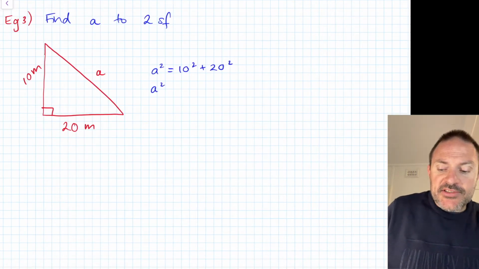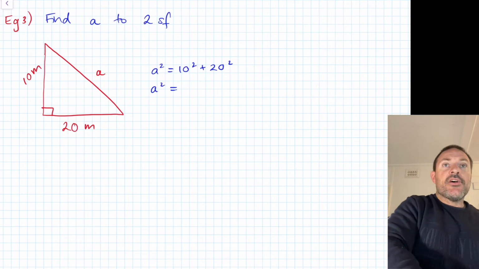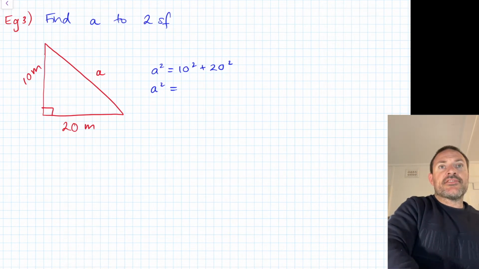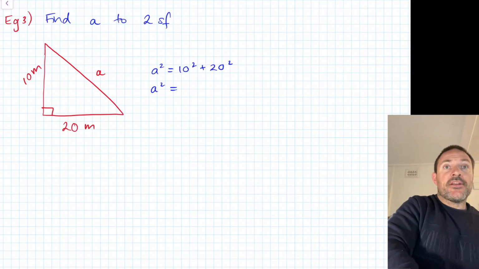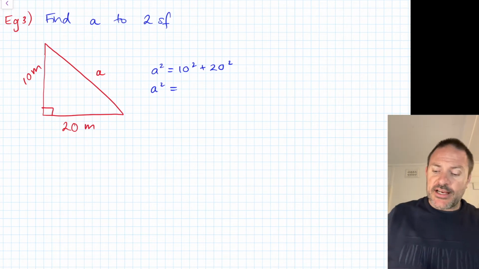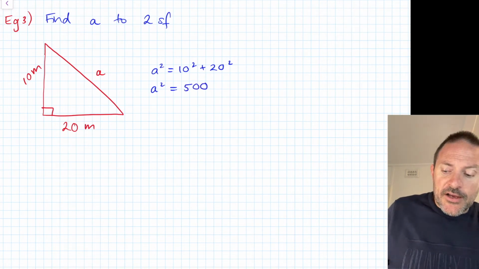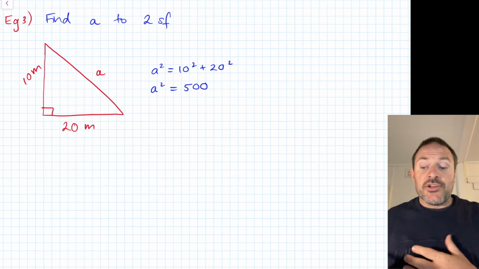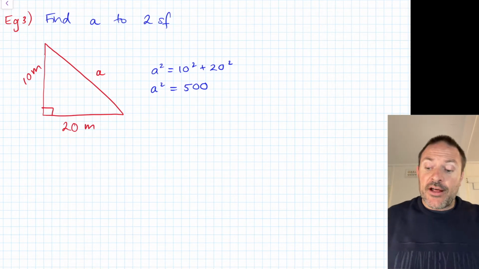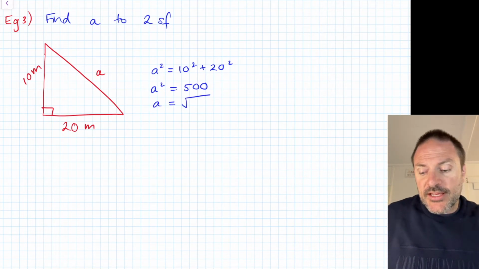Okay, A squared equals, now in this case, I'm going to do it on my calculator. We get 10 squared, which is 100. We're going to add on 20 squared, which is 400. So I hope that should equal 500, which it does. So it equals 500. Now again, if you want an exact value, you can just write A equals the square root of 500 if you wished, like this.